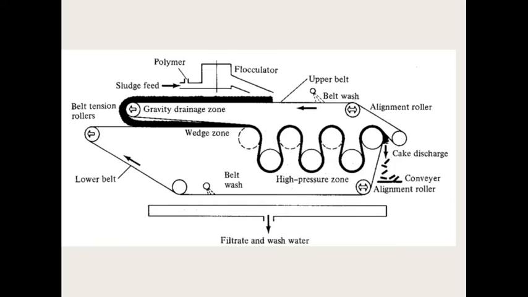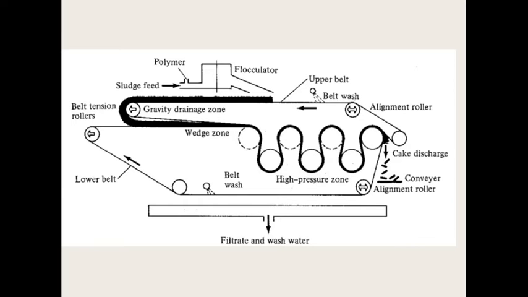Okay, so what are the different parts? Sludge feed from the top, then upper belt and belt wash, then gravity drainage zone, then wedge zone, then belt wash, high pressure zone. Then the collection of the filtrate and wash water, and at the other end we can see the cake discharge and conveyor. In this way, by using the belt filter press, we can remove the water from the sludge. So these are the different methods we can use for the dewatering of sludges.